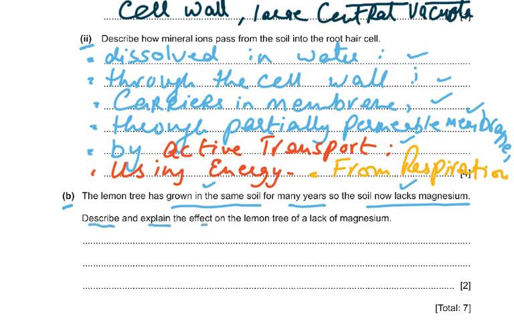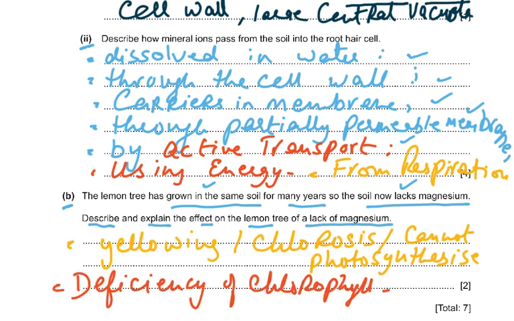Describe and explain the effect on the lemon tree of a lack of magnesium. Now you can see the answer to this was very easy, because if you don't have any magnesium, there is going to be less chlorophyll. Less chlorophyll means less light absorbed. Less light absorbed means less glucose made, less starch made, less photosynthesis.